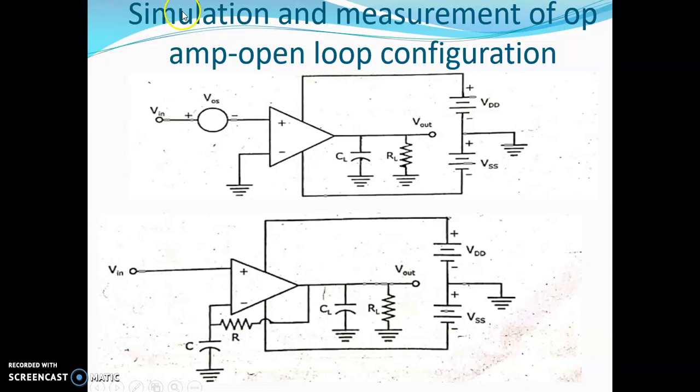The simulation or measurement of the op-amp configuration will characterize the open loop transfer curve. Meaning, by simulation and measurement of an open loop configuration, what can be characterized? Those are the open loop transfer curve, the open loop output swing limit, the phase margin, the dominant pole, the unity gain bandwidth, and other open loop characteristics.